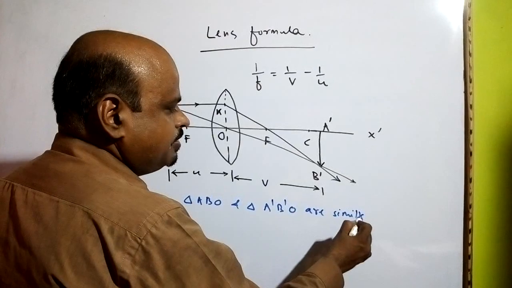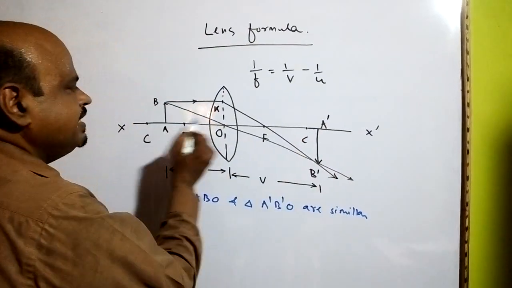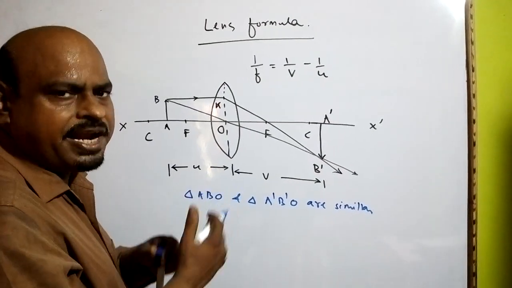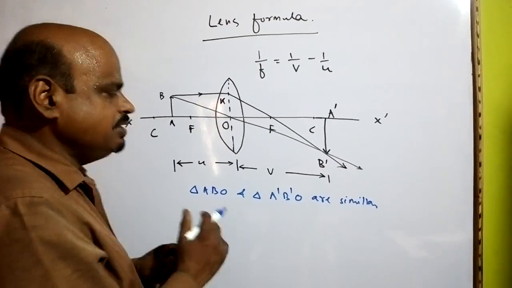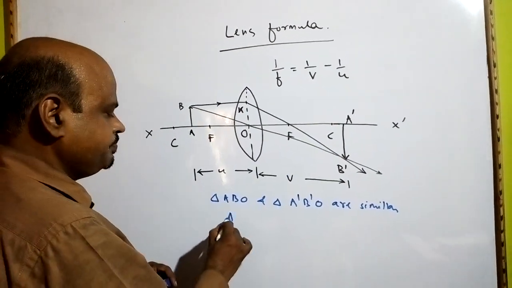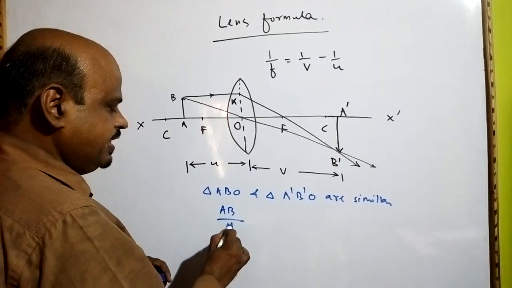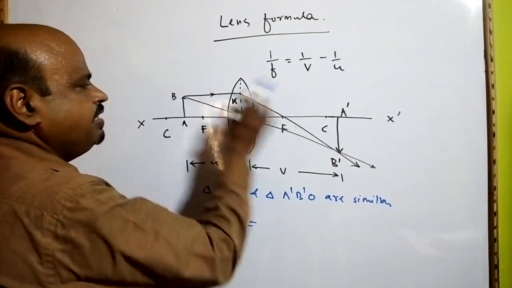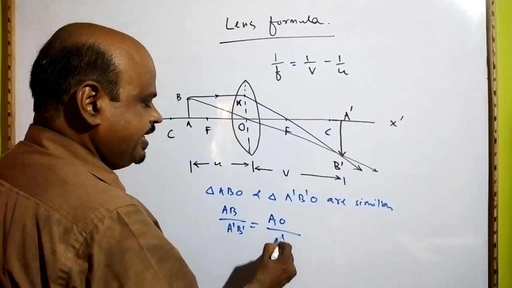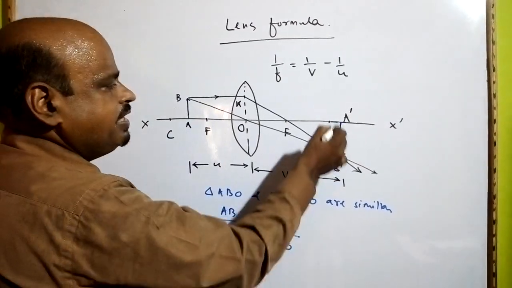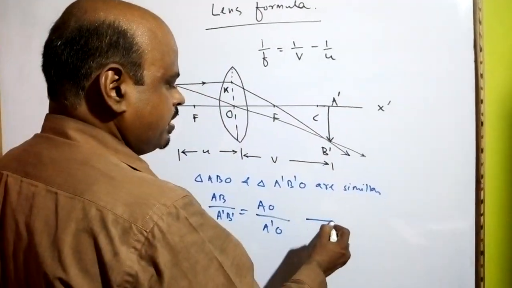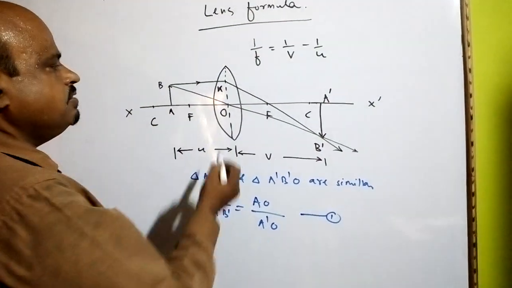Why? Here it is 90 degrees, and the opposite angles are equal. So two angles are the same in both triangles, so both are similar. If both are similar, take the ratio of their sides: AB by A'B' equal to AO by A'O. This is equation 1.